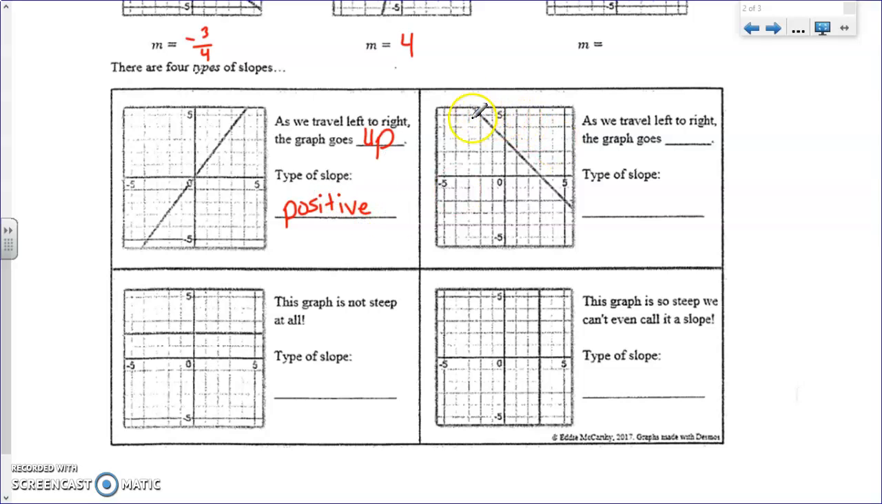Okay, here, when we go left to right, what's happening to my line? It's going down. So I know this slope's going to be negative. Is that making sense?